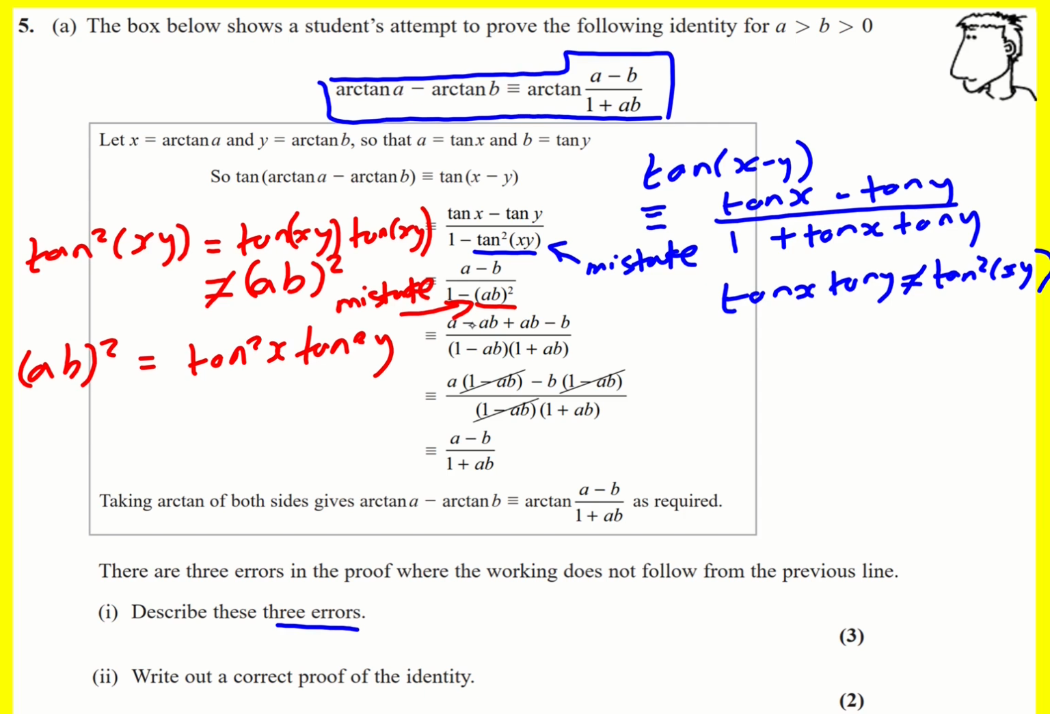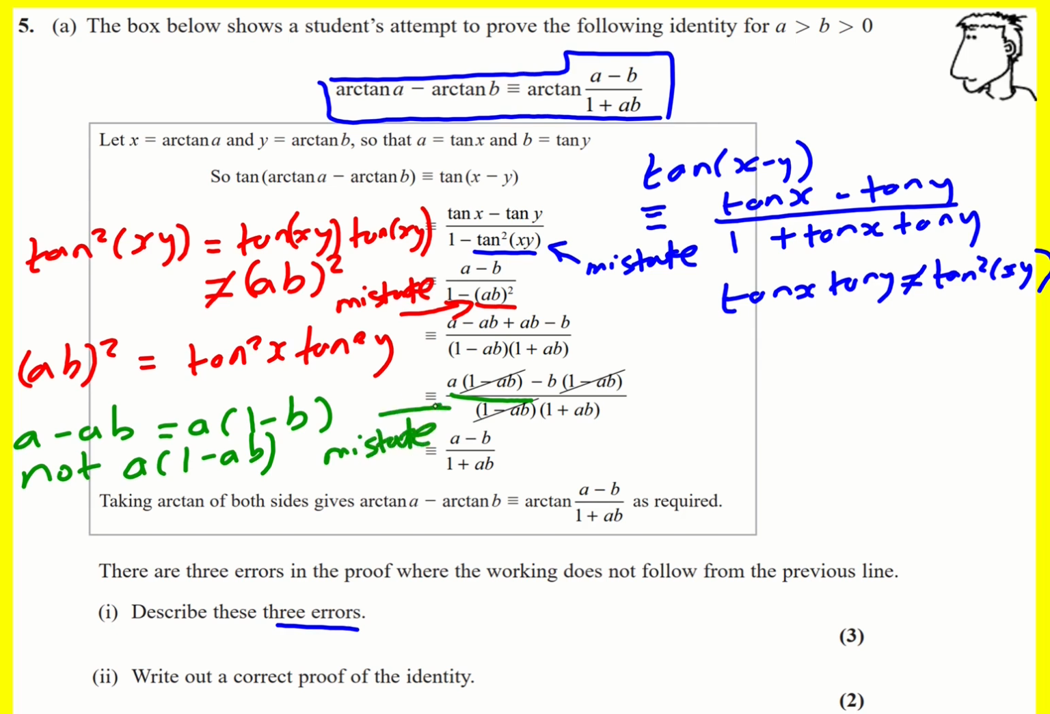And then if we keep going, actually there's nothing wrong with this line, that is okay. But if we factorize out a minus ab, just that part there, then we actually get a times 1 minus b, rather than a times 1 minus ab. So this here is a third error. And there is an error on this one as well, but it's the same error, so I'm not going to count that twice. So those are the 3 errors that the student made.